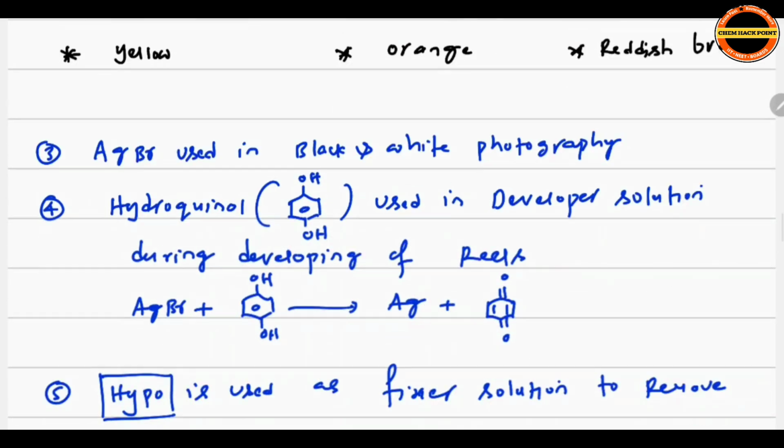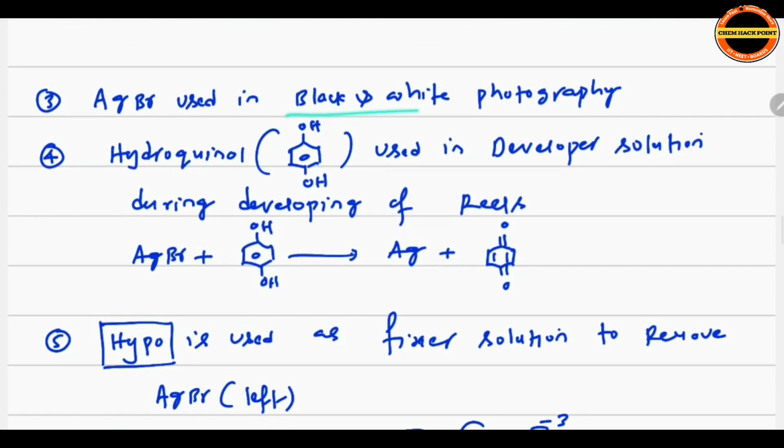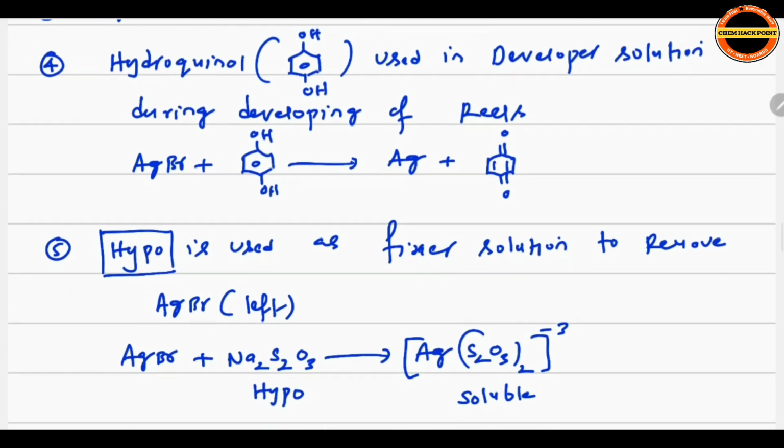Okay. Now, AgBr is used in black and white photography, and hydroquinol is used in developer solutions. During development of reels in black and white photography, hydroquinol is used as developer solution. AgBr reacts with hydroquinol so that AgBr converts into Ag and forms another compound. So here hydroquinol is the developer solution.